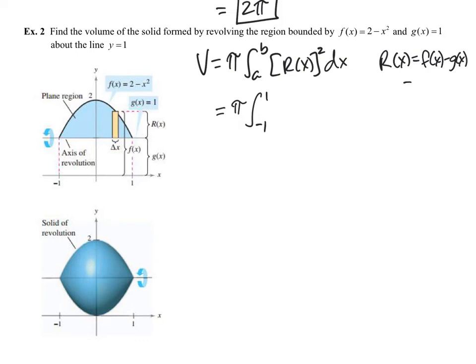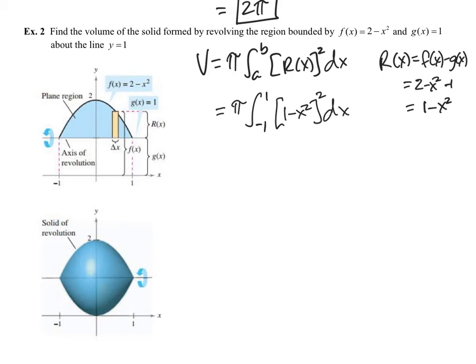And then let's fill in our function values. F of x, we're told, is 2 minus x squared, and g of x is equal to 1. So that would be 2 minus x squared minus 1, or we can simplify that and call that 1 minus x squared. So that's our r of x that's going to go right here. So we will take 1 minus x squared, and then we're going to square that. And then don't forget about your dx.